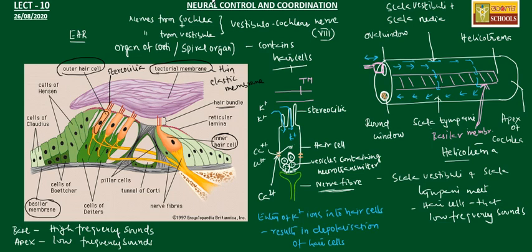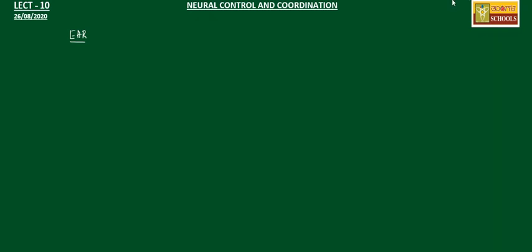Of course, the cochlear nerve will also receive the nerves from the vestibule. Together they become the vestibulocochlear nerve. Okay, next we'll see about the vestibular apparatus.